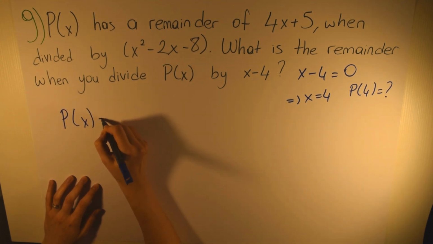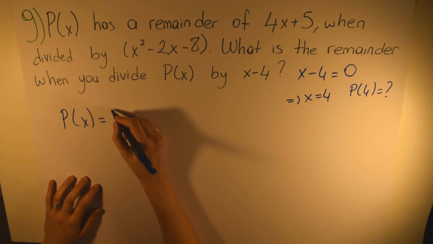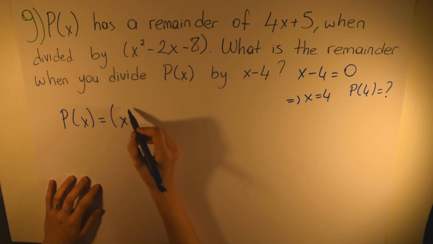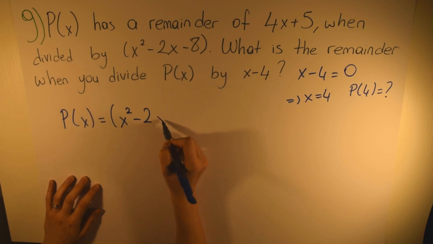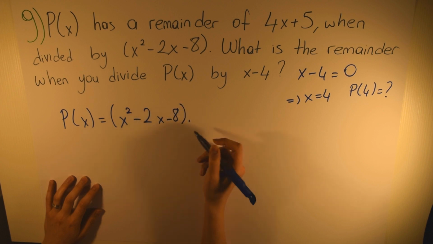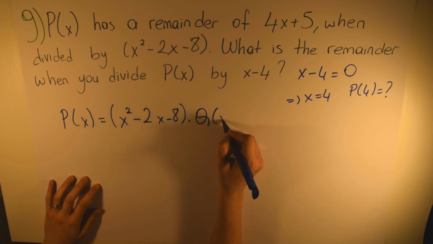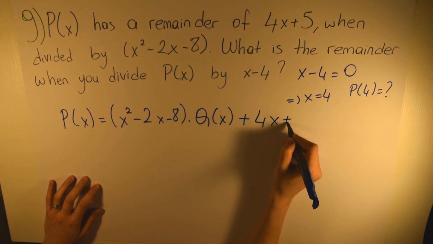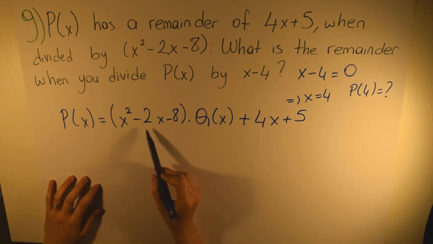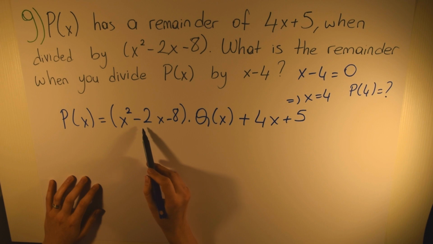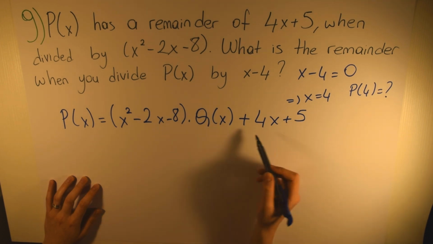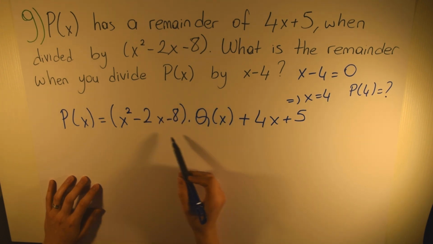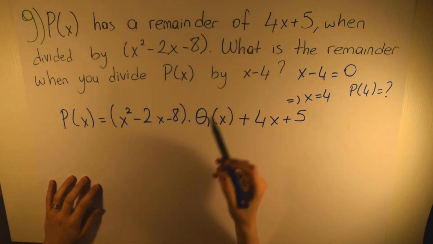P(x) is equal to this one, this is divided by this one, so I write this here: (x squared minus 2x minus 8) times our quotient Q(x), plus our remainder, which is 4x plus 5. Why? Because when I divide this polynomial by this, I get this as a remainder, and I also need to have some quotient here. So this is what I actually get from this first information.